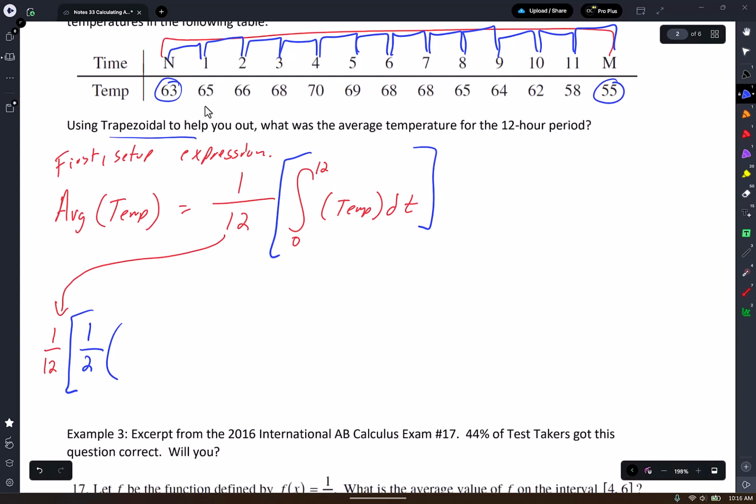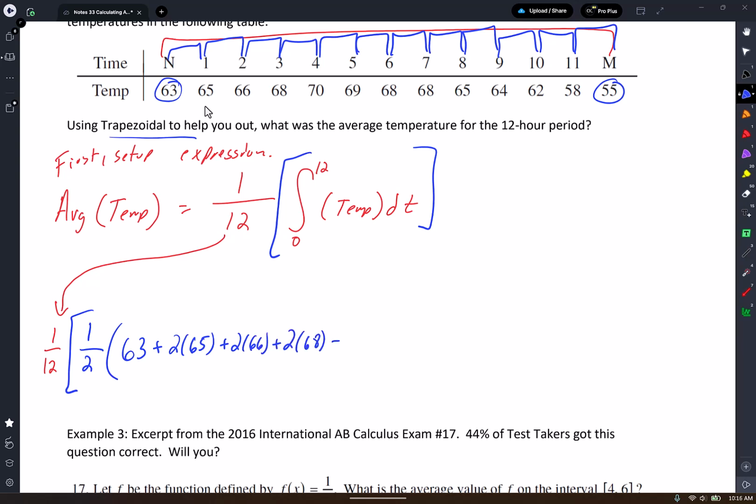So I'm going to write 63 plus 2 times, plus 2 times, and so on for each middle value, and then this last one does not have a 2 in the front.